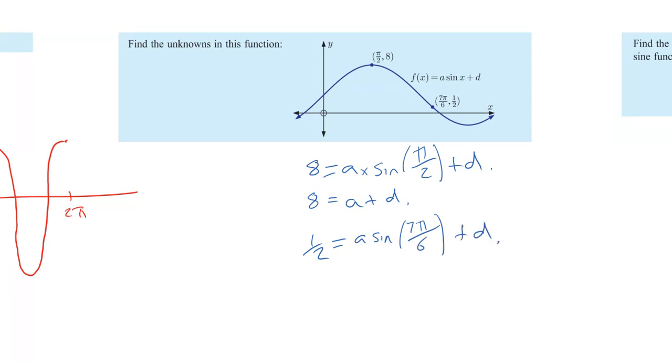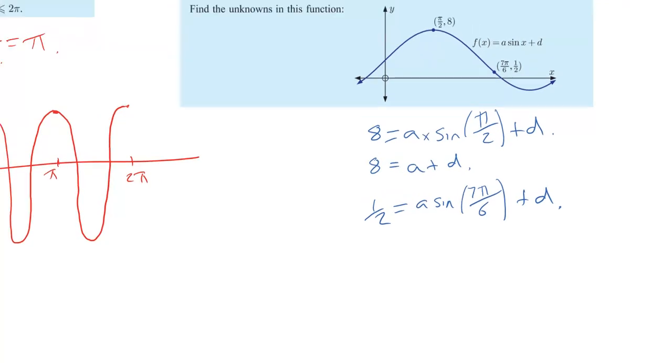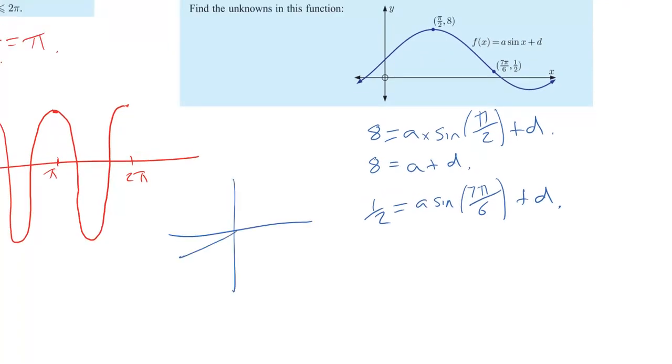Plus the d. Now we can work this out again using the unit circle, and if you can't remember this one, you can be forgiven for that. If we do a quick unit circle diagram, 7 pi over 6 is going to be there, look, and we are looking for the sine, which is the y coordinate. We have gone down -1/2 there, so we can replace that with a -1/2. A half is equal to -1/2 a plus d.